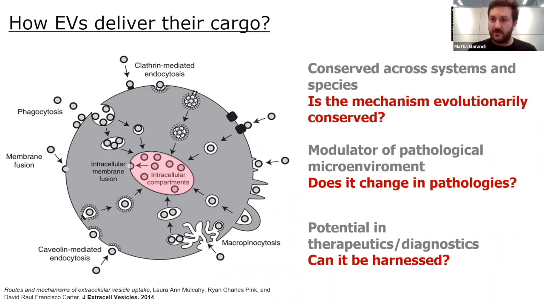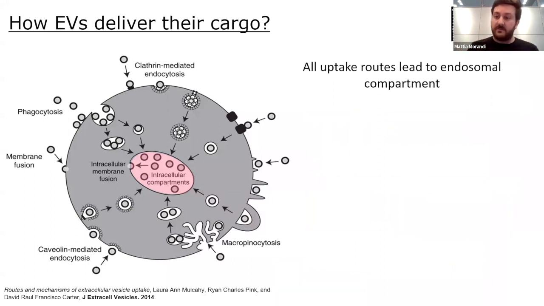But if I were to present our current knowledge today on the cargo delivery process of EVs, it would be a bit unbalanced, in the sense that we know a lot about the uptake process, and the general consensus so far is that the uptake of extracellular vesicles occurs primarily via endocytosis. But we don't know much about what happens post-uptake. So the pivotal moment where once the EV enters the cells in the endosome compartment, then the cargo is delivered.